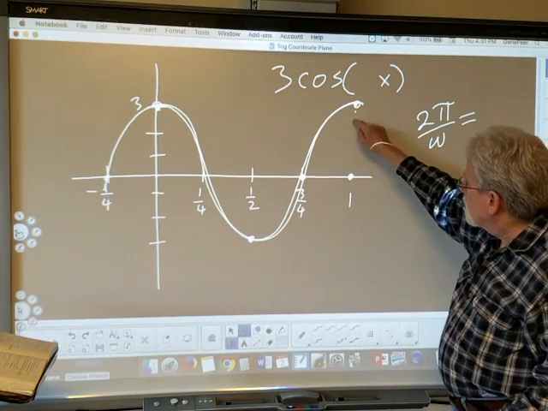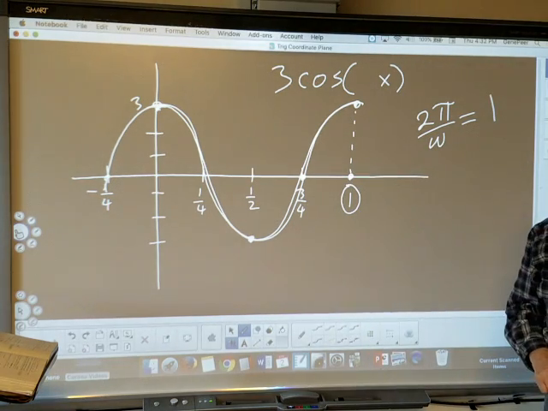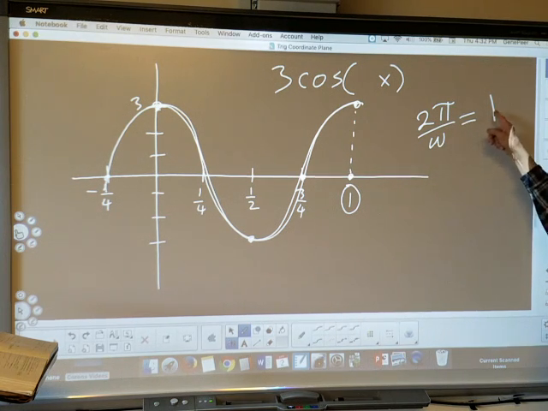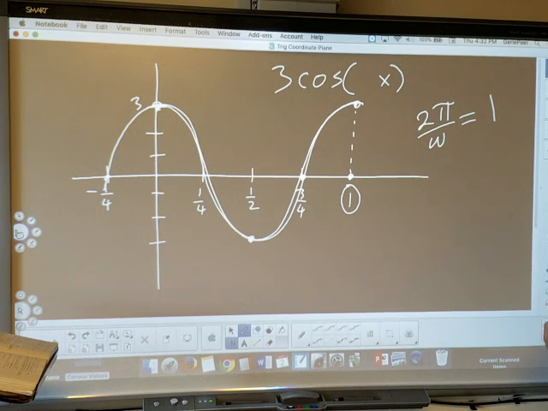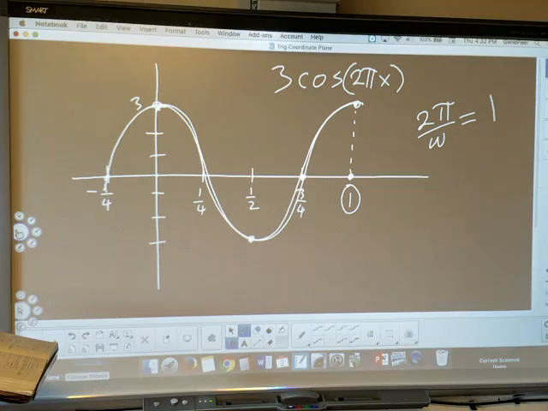The period is 1. So, if the period is 1, we solve this equation, that 2 pi over omega equals the period, as always. But I need to know what omega is. So I solve this for omega. A quick observation says, oh, wait a minute. If 2 pi over omega equals 1, then omega must be 2 pi. Yes. Or you could use some algebra, but either way, you'll find out that omega is indeed 2 pi. So we insert here a 2 pi, and we're done. We wrote the equation. Pretty cool.